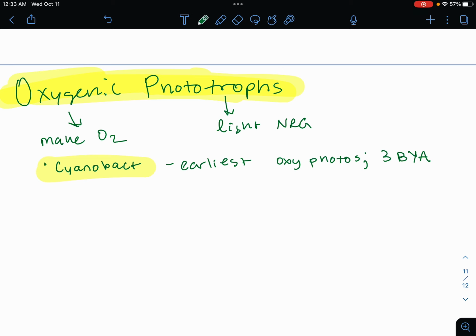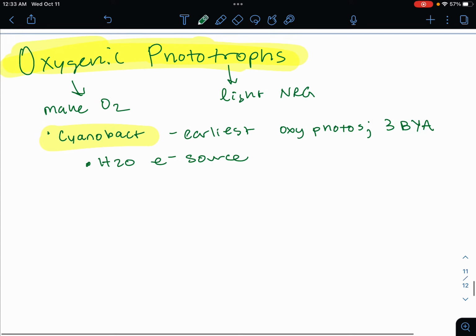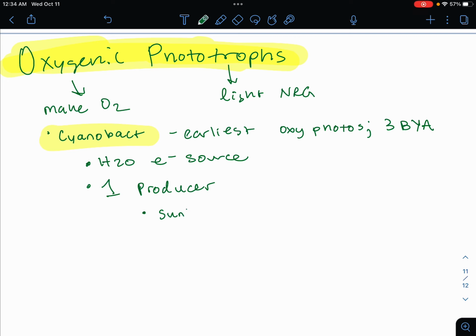All right, so they began producing oxygen at 3 billion years ago. Water was the source of their electrons. And they play an essential role as the primary producer. From an ecological standpoint, they harvest sunlight to convert CO2 into organics.